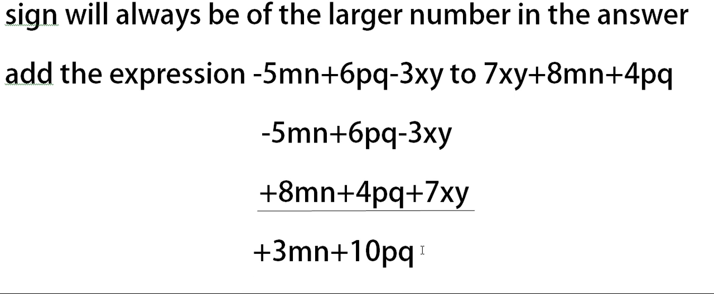Comes the last one, +7 and -3. So plus minus is minus. So you will subtract 3 from 7 and you will get 4. And the sign will be of the bigger number. So since the bigger number is 7 and it carries a positive sign, the plus sign in front of it, my answer will have a plus sign in front of it. So this is the answer. I hope you have understood.